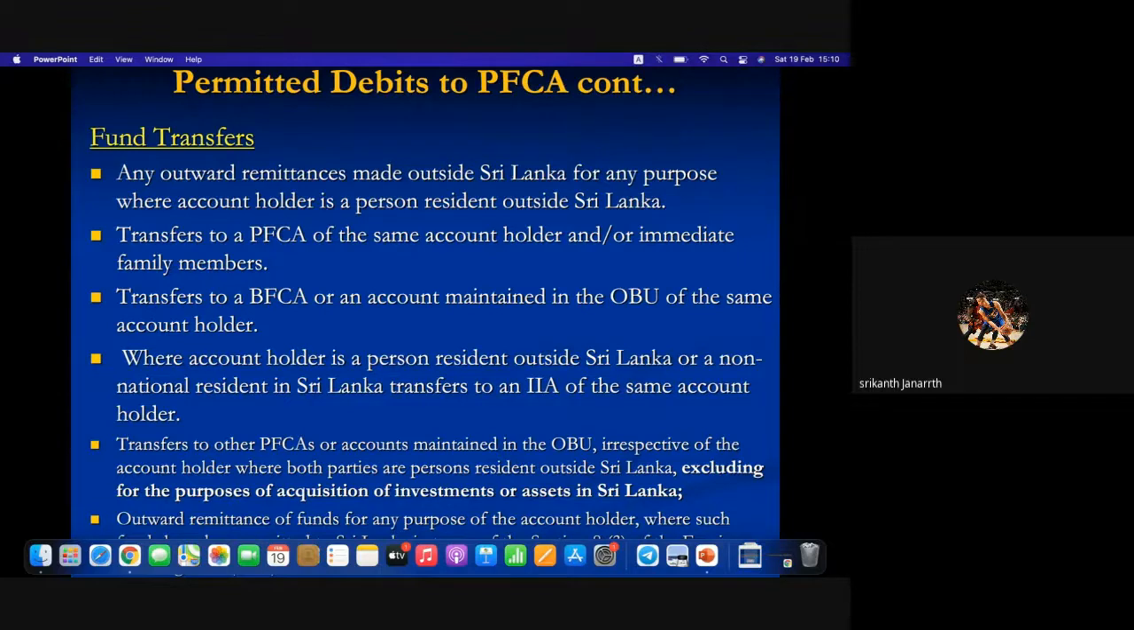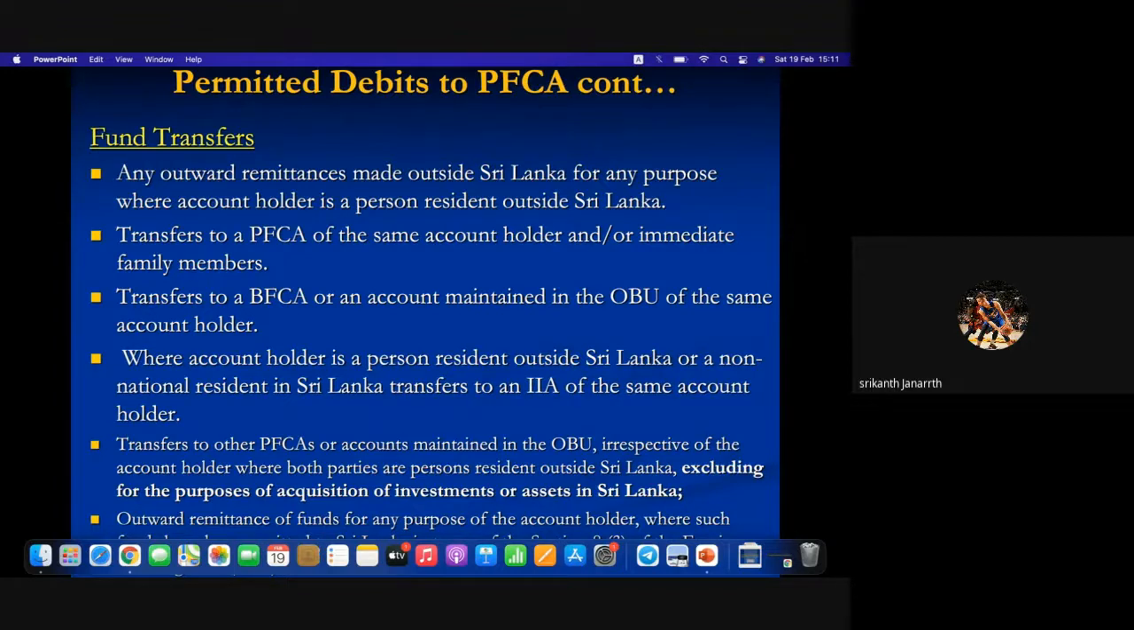I can transfer if I am having a PFC at commercial. If I have a BFC at HNB, I can ask HNB to debit my BFCA and transfer to my PFCA at commercial. So transfer to the BFCA or account in OBU, the offshore banking unit, also of the same account holder. If a person has an OBU account, as I told you, when I was in the Middle East, I opened an OBU.